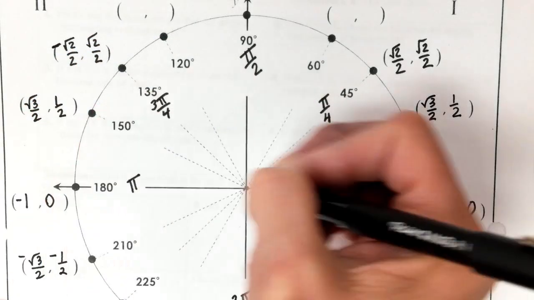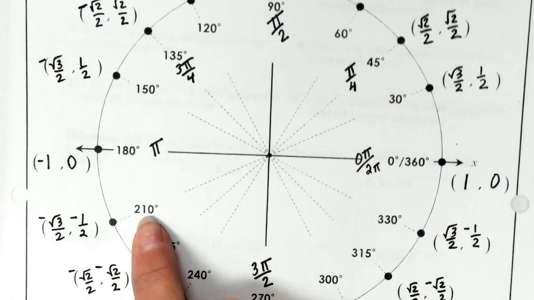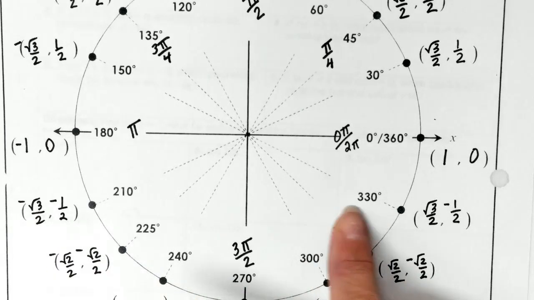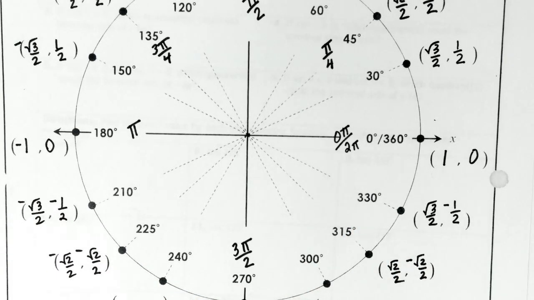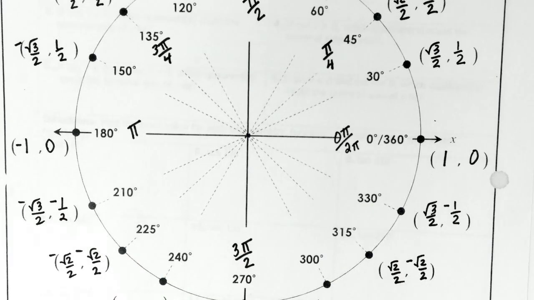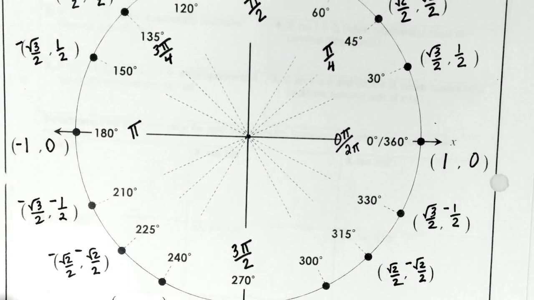Remembering that at the 150, the x is negative but y is positive. At the 210, they're both negative. At the 330, only y is negative. And now we have all the 30s. Okay? Now, let's talk about the 60 for a moment.